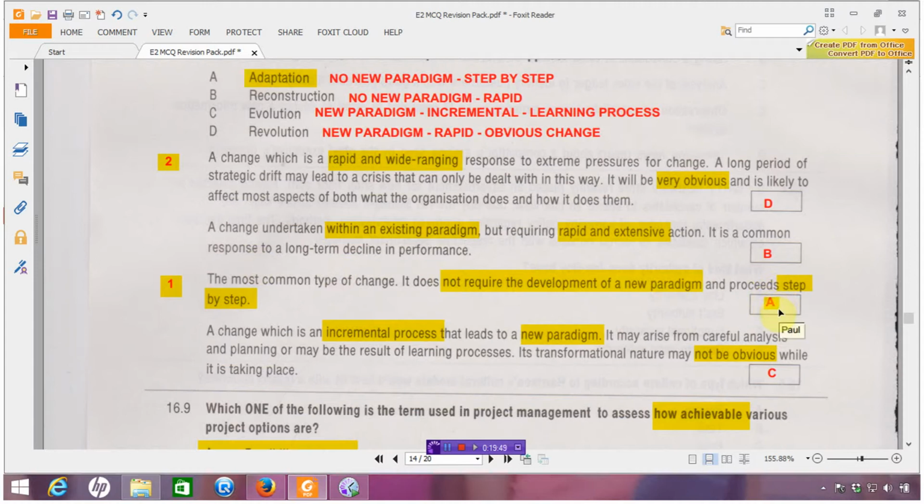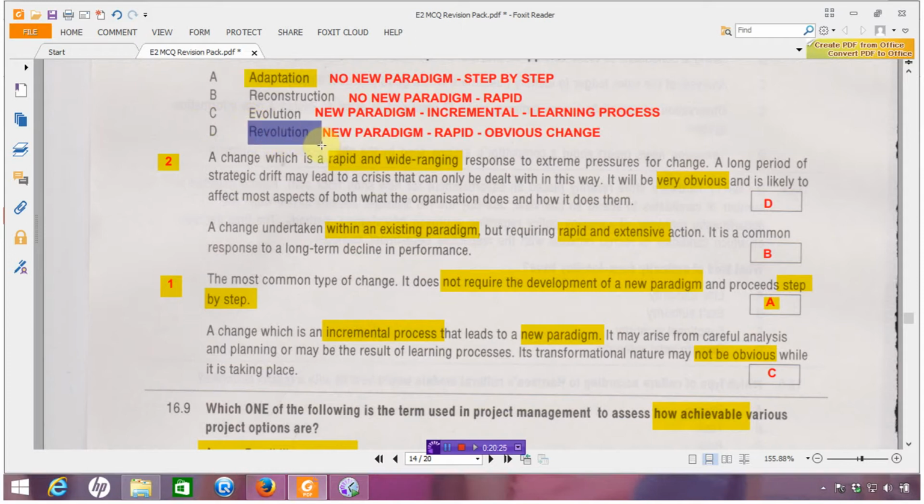And then I think I would go for the other side of the coin, the far side of the coin, as number two. I'd go for something that is very rapid, results in a new paradigm, and is very obvious. We're just trying to pick out the words that are relevant from up here. So this second one that I would do, very, very obvious, I think that has to be D. So it has to be revolution.